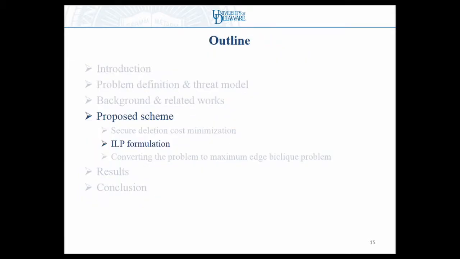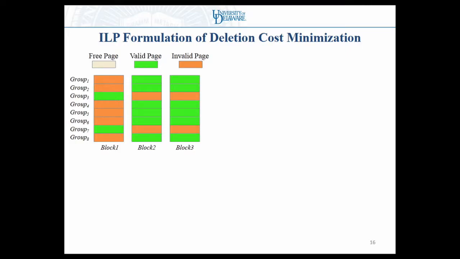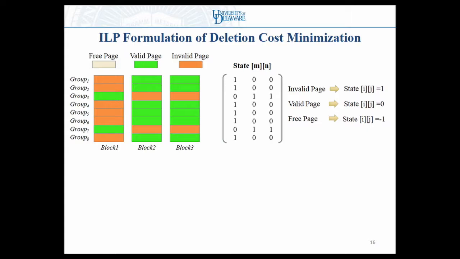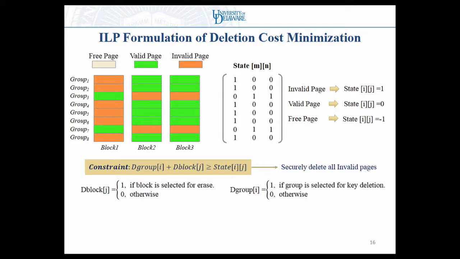What we did first was try to formalize our problem. We converted this solution to a matrix of statuses, where invalid pages are shown with 1 and valid pages are shown with 0. Then I have 2 other vectors. The first one is D block, which shows whether the block is chosen for erasure or not. The second one is D group, which shows whether the group is selected for its key to be deleted or not. So our constraint, if you remember, which was deleting all the invalid pages, can be translated to this.